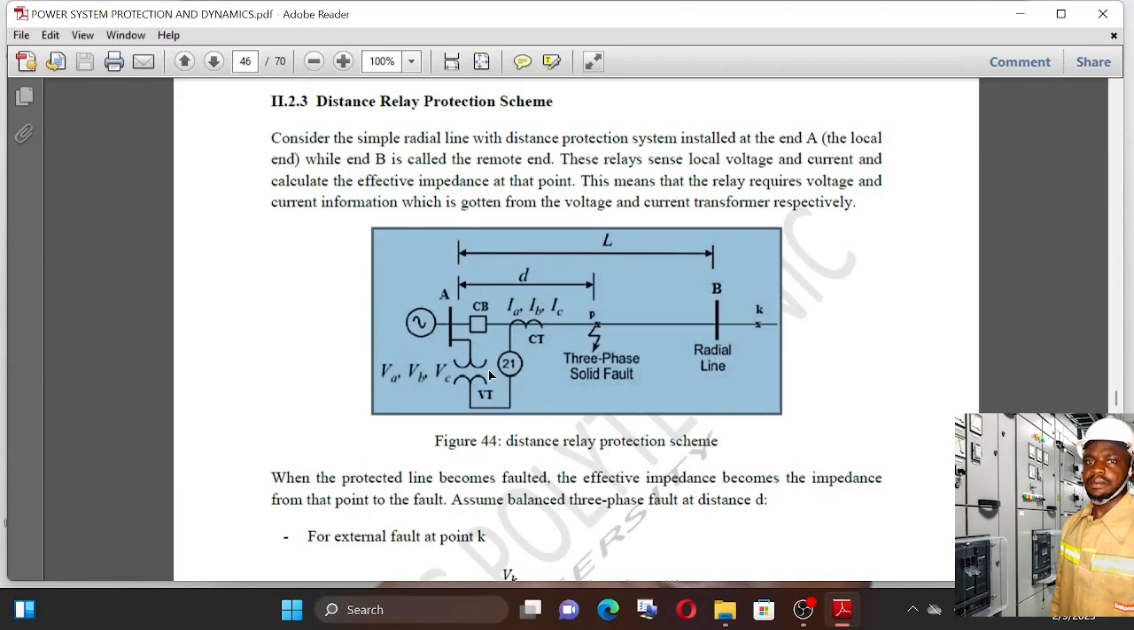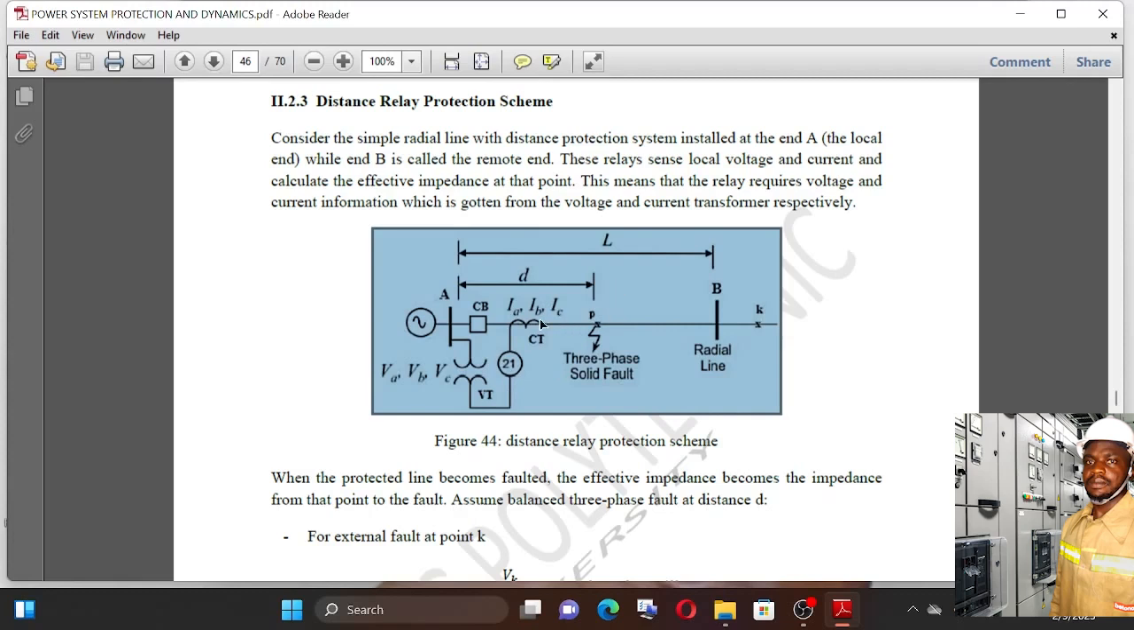Since you need to measure the impedance, you need the voltage transformer and the current transformer, because from Ohm's law, you can have the impedance being given as what? The voltage divided by the current, right? So you utilize the voltage transformer and the current transformer in order to use that relation to determine the impedance.